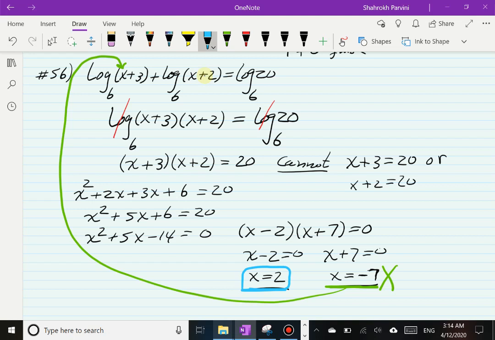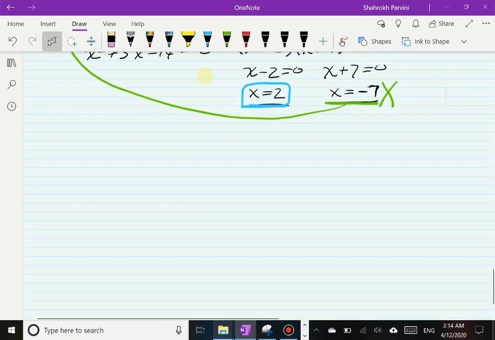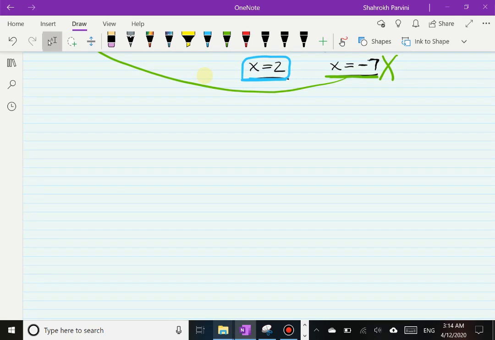Okay, that was number 56. Now let's take a look at number 60. In number 60, actually, this one has a natural log. The expression is ln of x minus 6, plus ln of x plus 3, equals ln of 22.